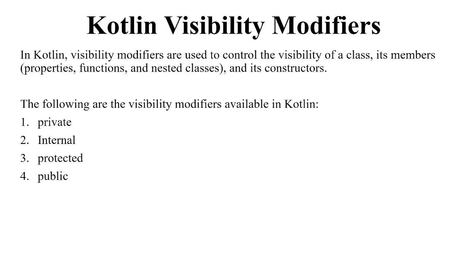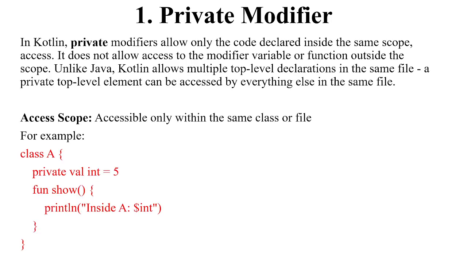In Kotlin, visibility modifiers are used to control the visibility of a class, its member functions, properties, nested classes, and its constructor. There are four types of visibility modifiers available in Kotlin: private, internal, protected, and lastly, public.